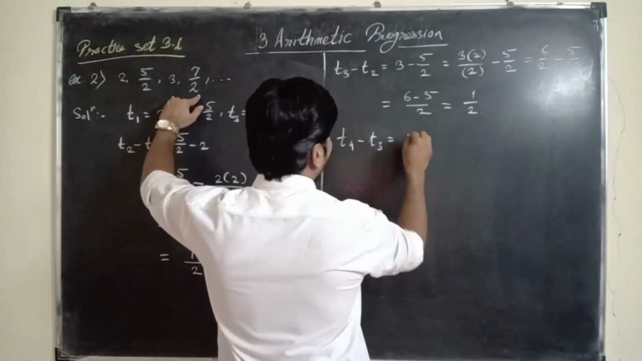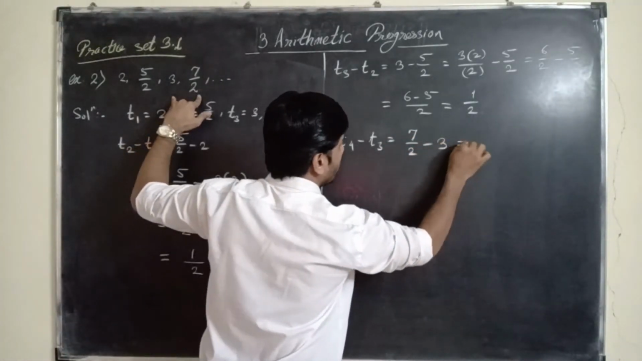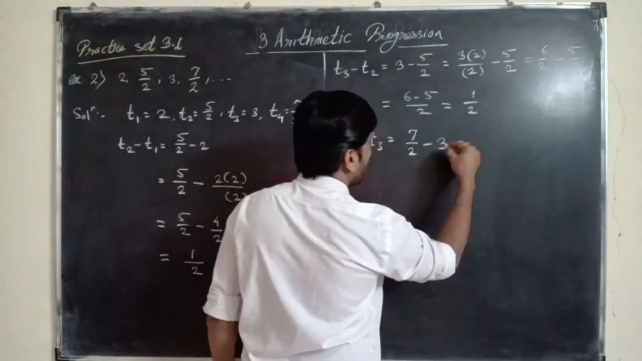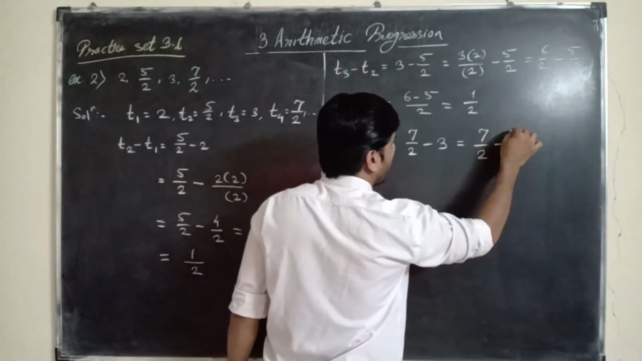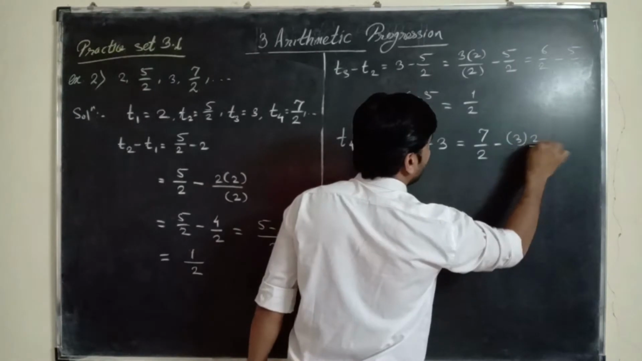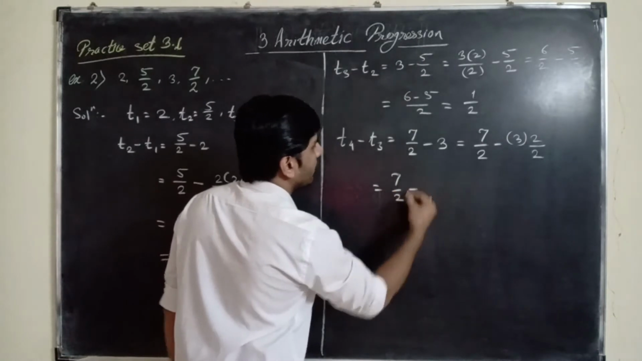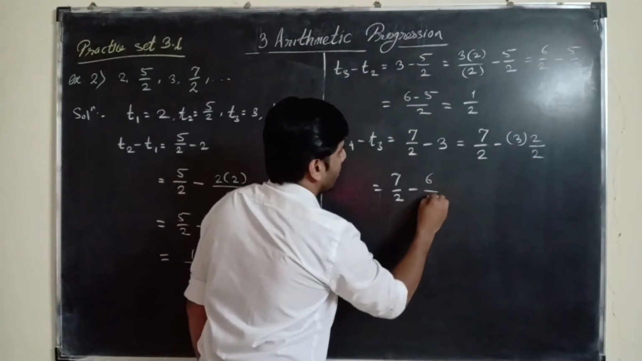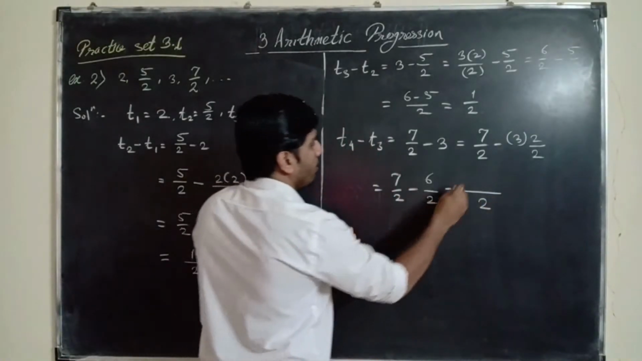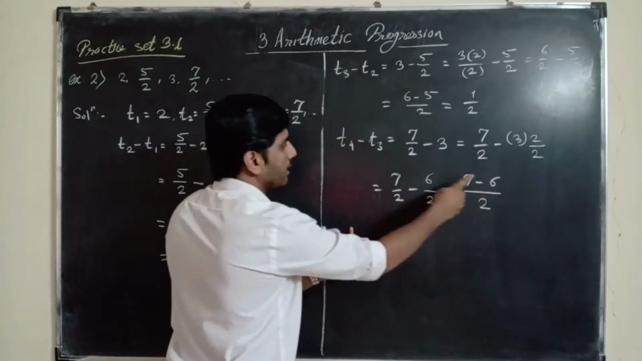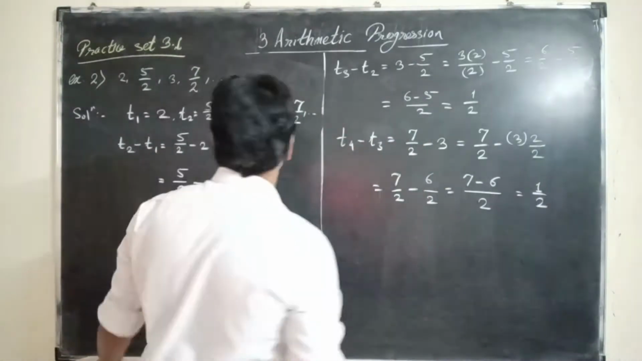Now T4 minus T3, which is equal to 7 by 2 minus 3. So again multiplying and dividing 3 by 2, we will get 7 by 2 as it is, minus 3 2s are 6 upon 2. Now the denominator is the same, so subtraction can take place. Now 7 minus 6 is 1 by 2. Again we are getting the same number.